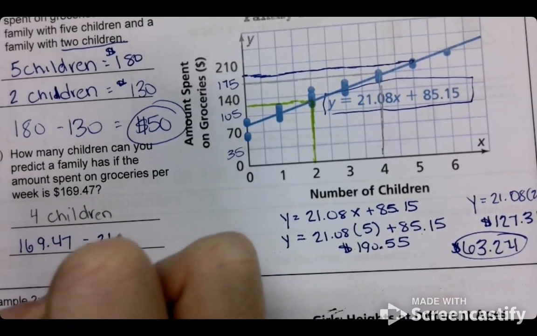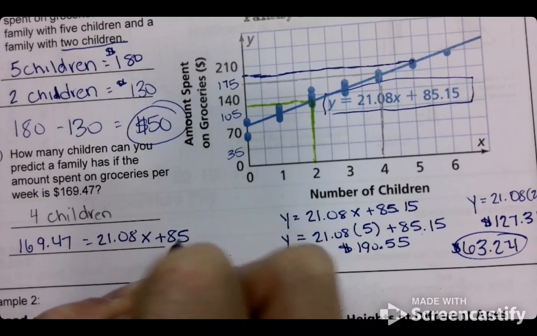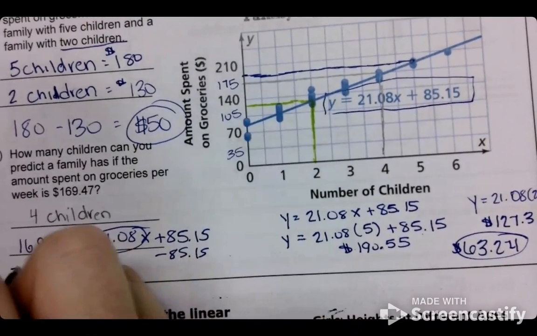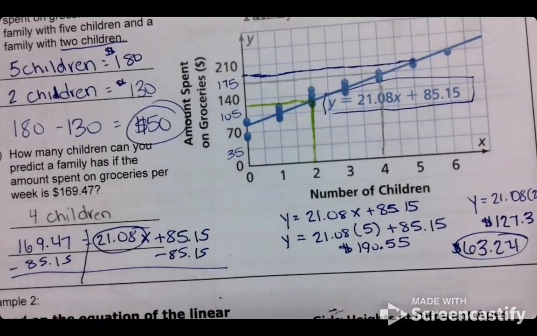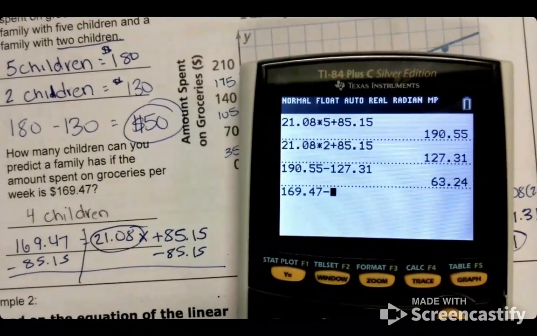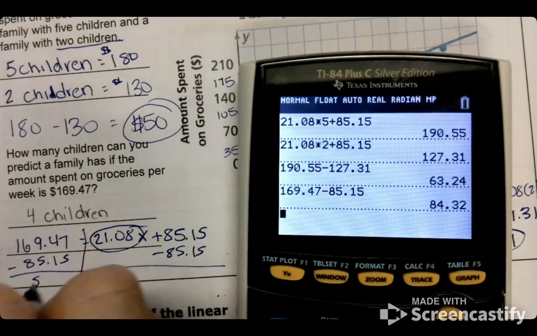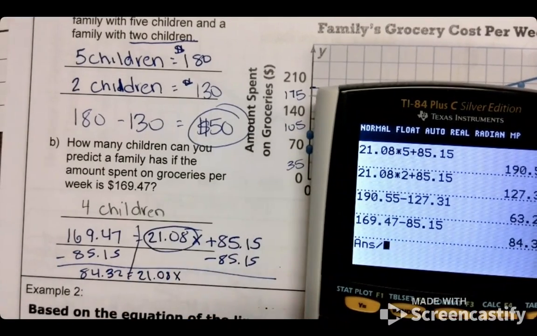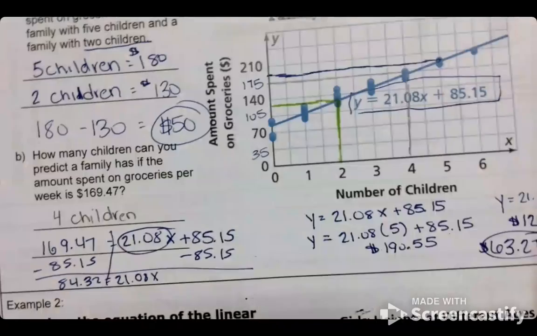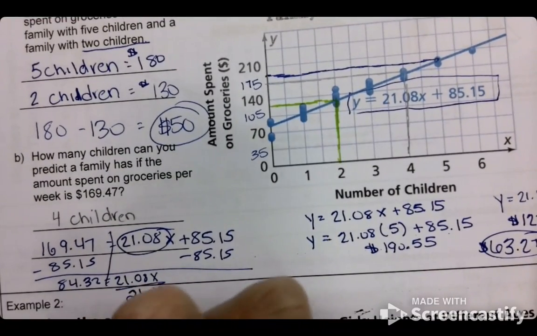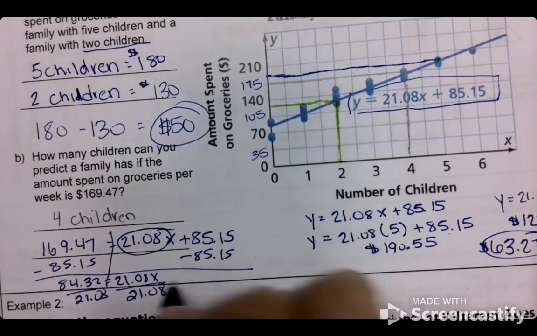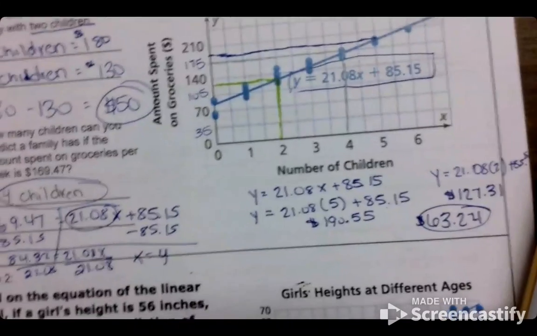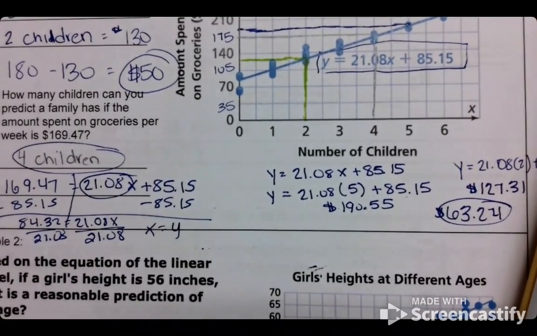169.47 equals 21.08x plus 85.15, and then solve for x. So minus 85.15, we get 84.32, divided by 21.08. Woo! Look at us go. So we get the same answer for that one. But again, using those given equations is very helpful.